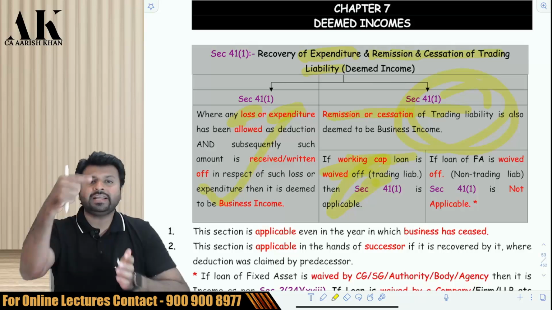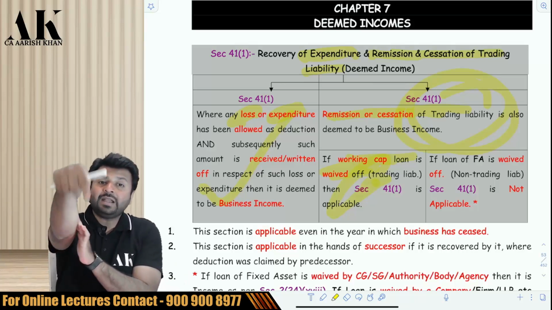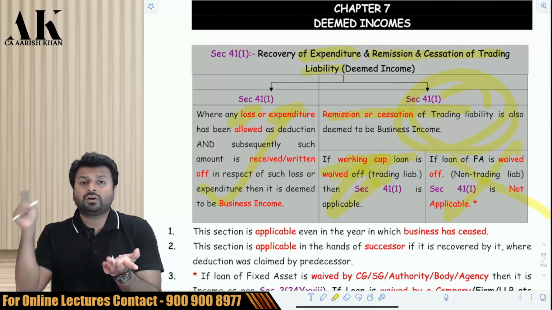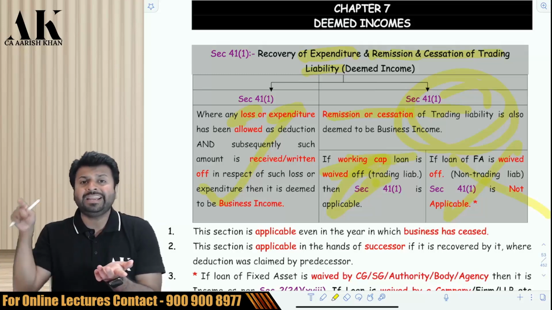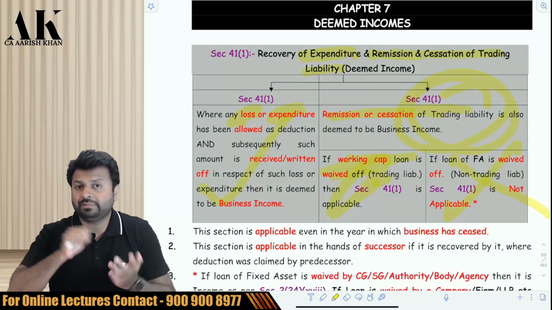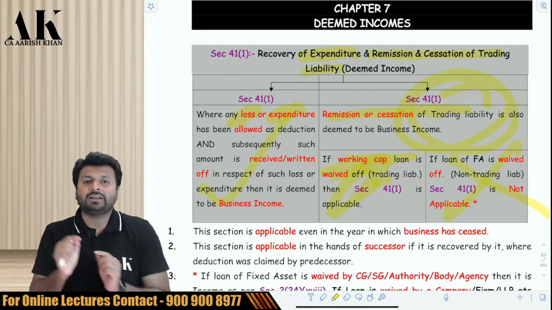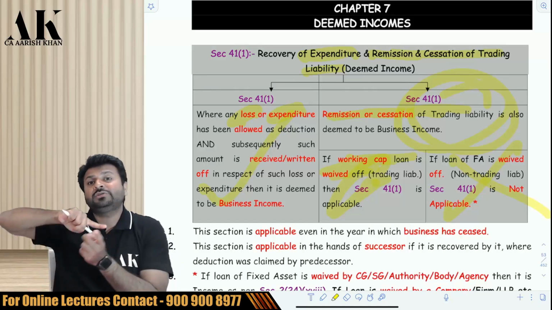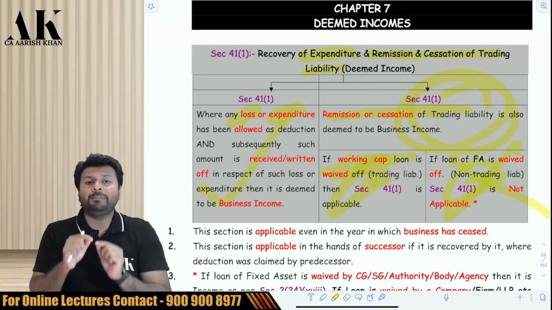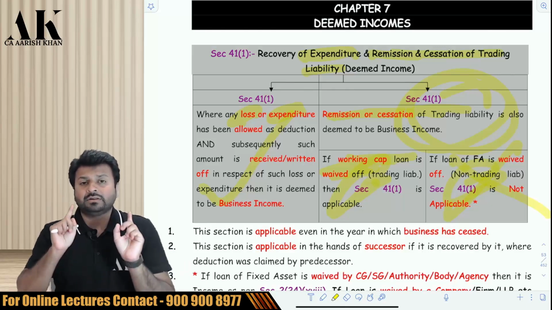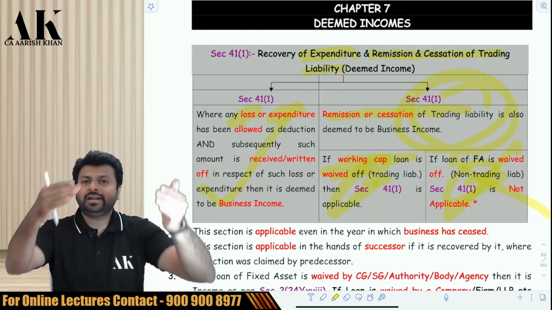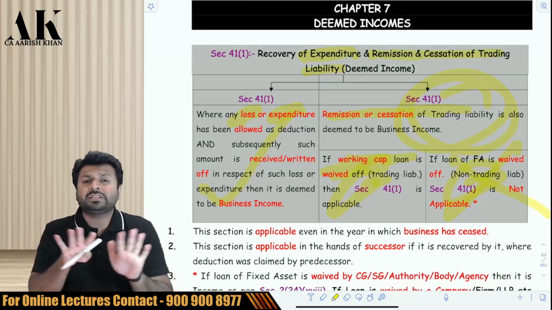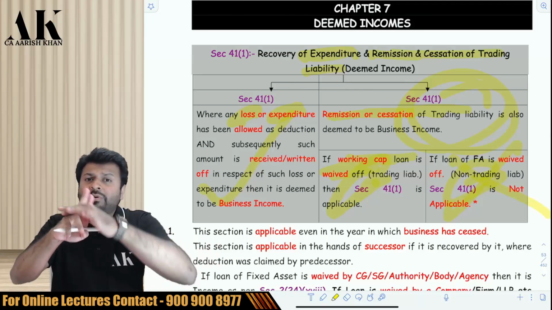But at the same time, if I take a loan from a bank for the purpose of a fixed asset and that bank does a waiver, then it cannot come under 41.1, because that is not a remission or cessation of a trading liability. It is a remission or cessation of a capital liability, because the loan is not taken for a trading purpose like working capital. The loan is taken for the purpose of acquiring a fixed asset. But in that case, we have done something earlier. Let us do a great interlinking. I'm telling you very clearly, this is a slightly confusing part. If I take a loan from a bank for the purpose of a fixed asset and the bank waives that loan, it is not covered in 41.1 because it is not a remission or cessation of a trading liability. This is one aspect. Let us talk about the second aspect.